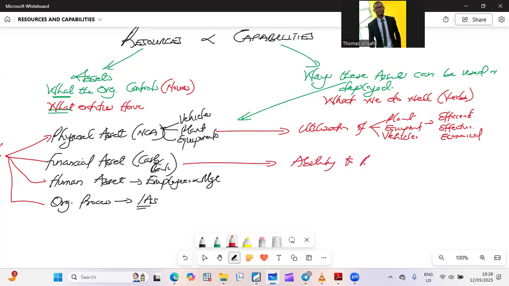Ability to raise funds. How well are we at raising funds and managing our cash flows? For example, if our money is with our debtors, if you read the question and they are having so much with their debtors, then it means that financial asset is a problem. So you open your eyes to those things, because you should be able to collect your money from your debtors. And that is why even in case studies, sometimes you must calculate the ratios.